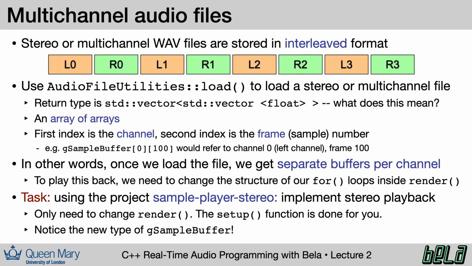So that brings us to our second and final task for this lecture. In the companion materials, you'll find a project called sample-player-stereo. This is very similar to the previous example, but the setup function has been changed to load a stereo file rather than a mono one. You need to change your render code to work out how to store different data in different channels of the audio output, and that may imply a different structure of the for loops compared to the previous example. So pause the video here, try that, and see if you can make it work.